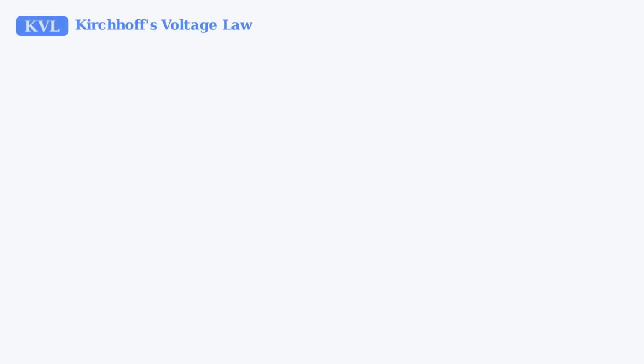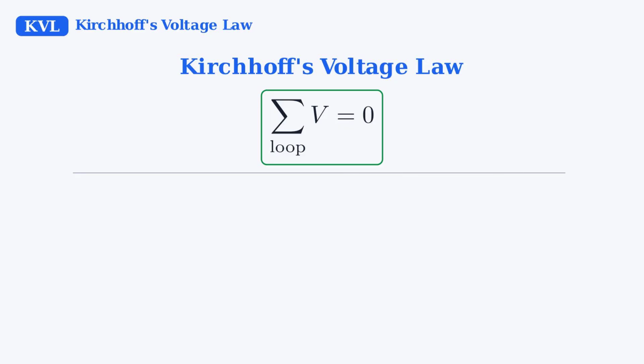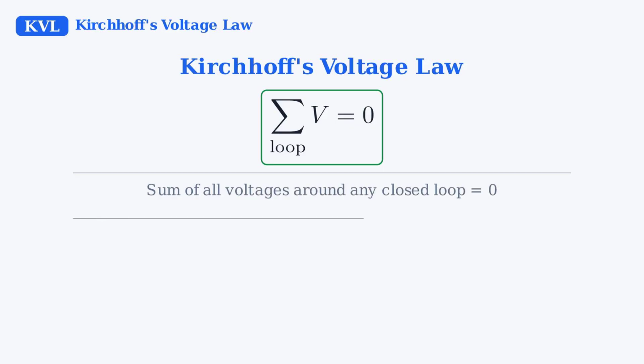Kirchhoff's voltage law, or KVL, states that the sum of all voltages around any closed loop equals zero. In other words, if you start at any point in a circuit and travel around a complete loop back to the same point, the voltage rises must equal the voltage drops. We write this as the summation of V around a loop equals zero.